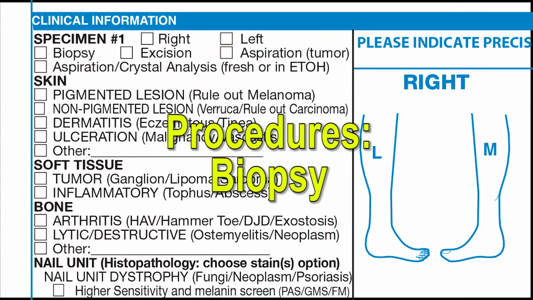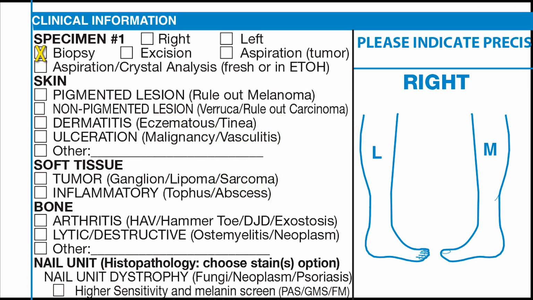Procedures. Biopsy. Please select biopsy when either a punch is taken, a needle is used to core out a sample, or any form of biopsy tool is utilized to obtain a representative sample. Excision. Excision is selected when a lesion is surgically removed. The usual pattern of the excision is in the shape of an ellipse.